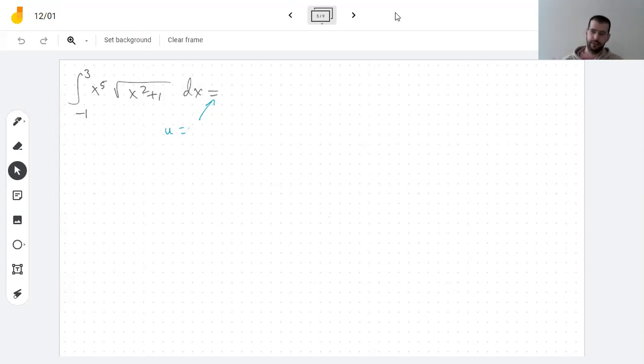x squared plus one. That makes sense. I think that's what we should try. So then du is the derivative times dx. So du is 2x dx. So I don't have x dx there. I do have x to the fifth dx. I don't know if that's good enough. So root of x squared plus one is root of u. That's pretty clear. And now I'm left with x to the fifth dx.